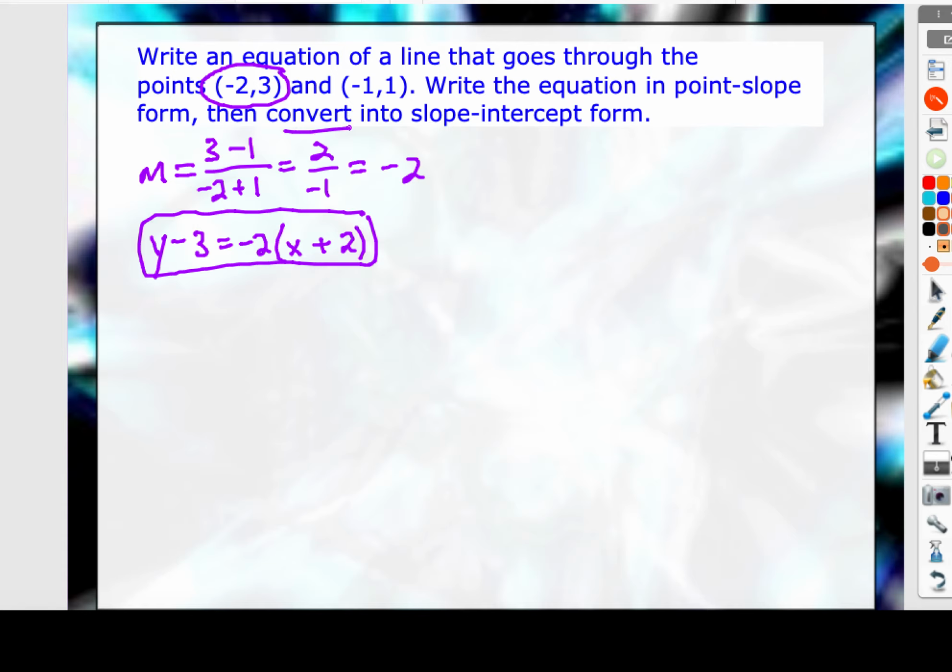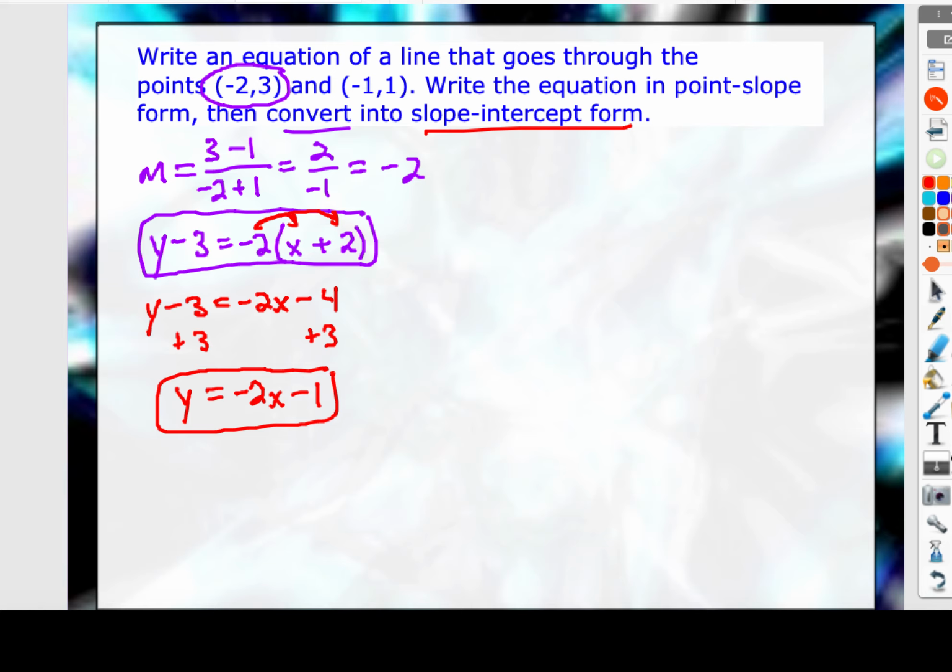I'm first going to take this negative 2 and distribute into my parentheses here, into my quantity. So y minus 3 equals negative 2x. And negative 2 times positive 2 would be minus 4. Then I'm going to add 3 to the other side, right? I want to get y totally by itself. To be slope-intercept form, I need y equals mx, well that's negative 2x, plus b. Well again, negative 3 plus 3 disappeared on the left, negative 4 plus 3 would be minus 1 on the right, and there is my slope-intercept form equation.